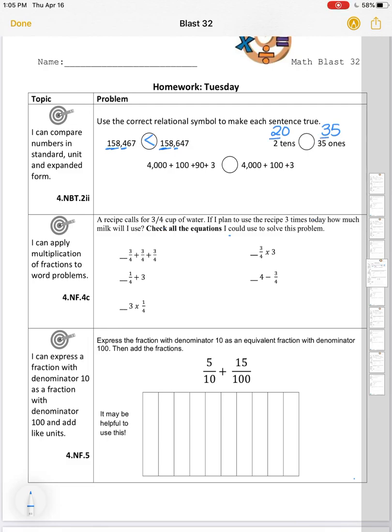Now I can compare, starting with the greatest unit, 2 tens versus 3 tens. 2 tens is less than 3 tens. So 2 tens or 20 is less than 35 ones or 35.